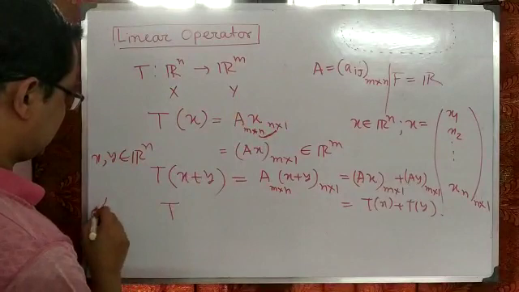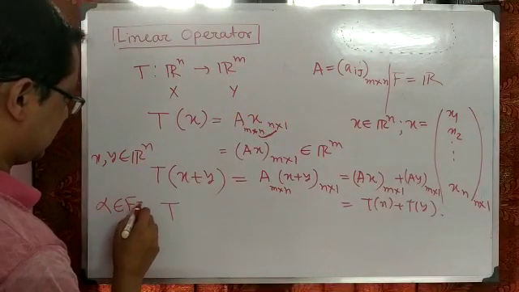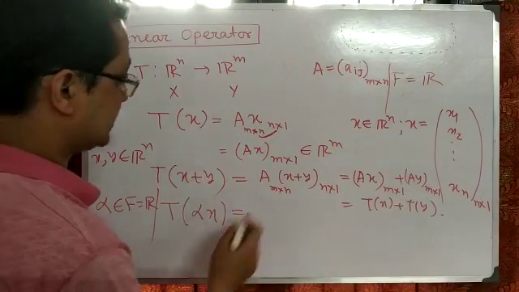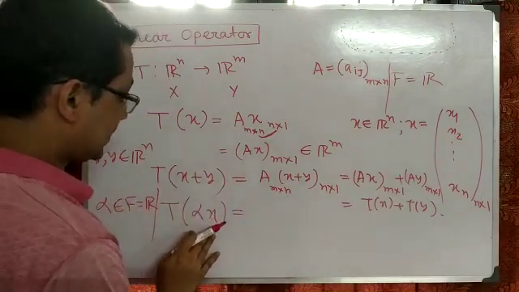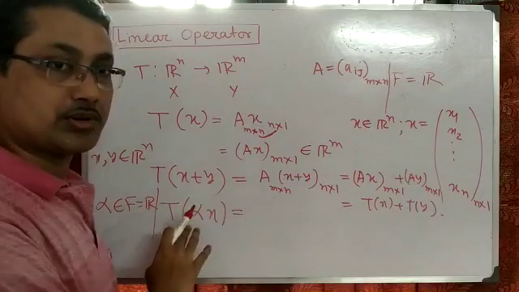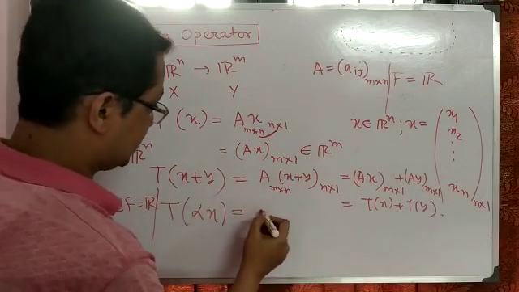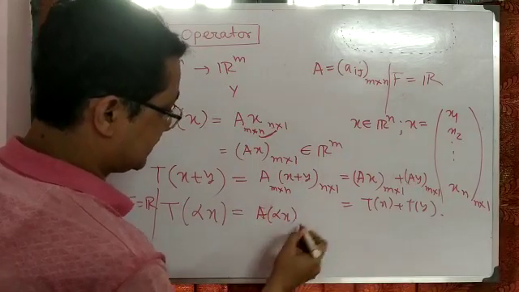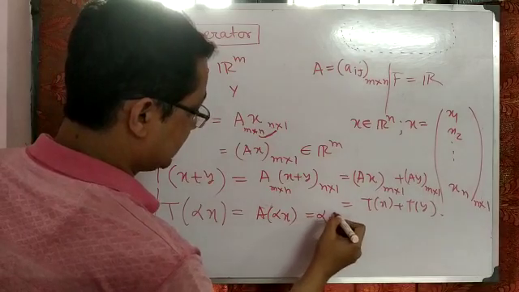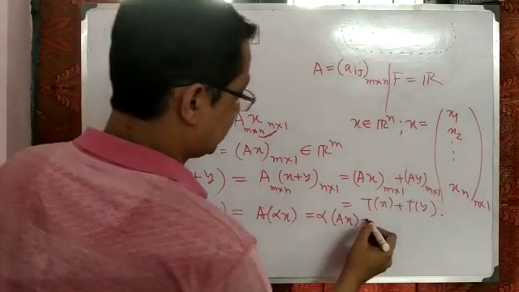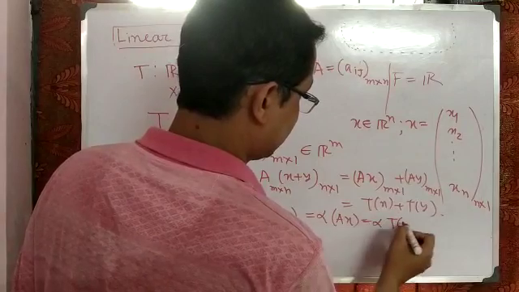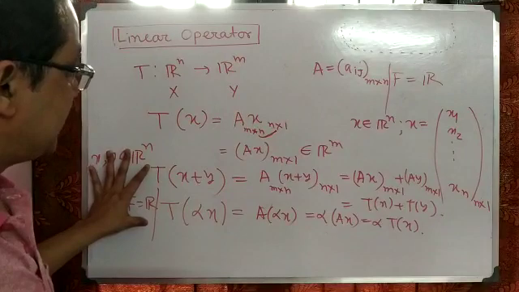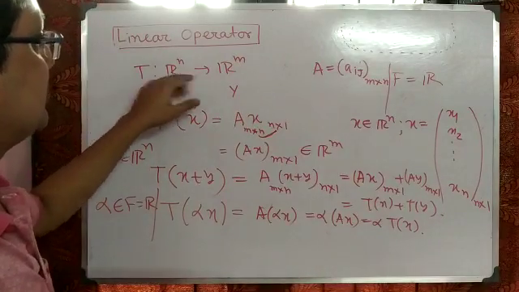Similarly, if you choose any constant alpha from F, where F is equal to R, then T of alpha x is, obviously, because alpha is outside each element of the matrix, first we write A into alpha x, which is equal to alpha into A x, which is alpha into T of x. So it is linear. So T is a linear mapping, defined over a linear space. So it is a linear operator.